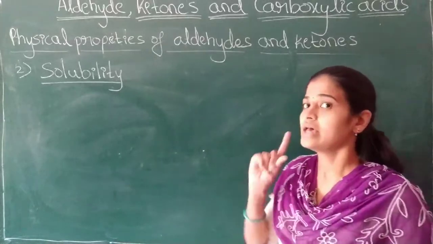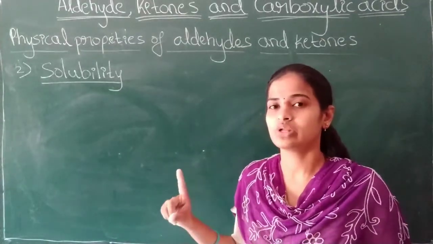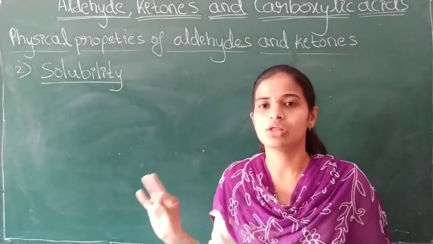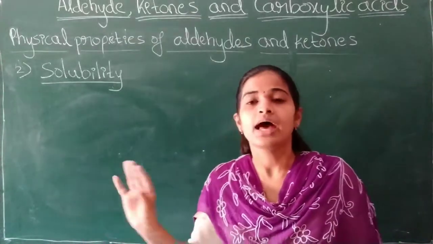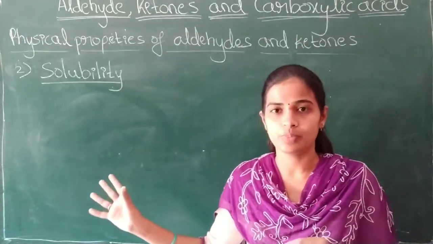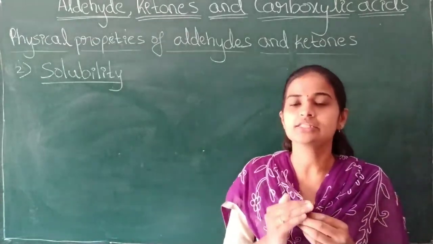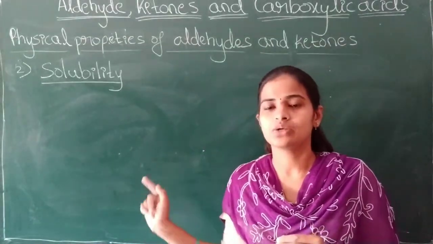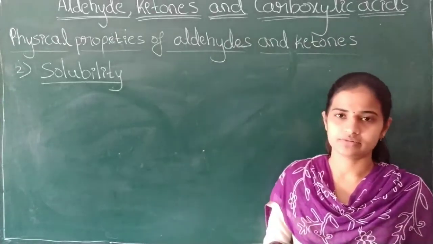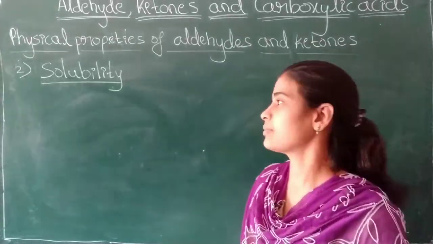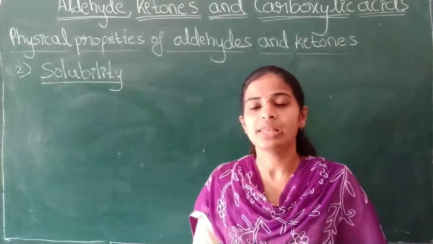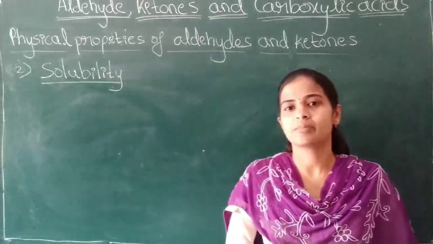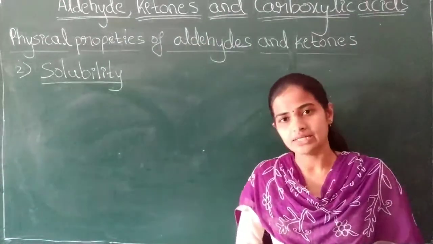Remember the points. With respect to the solubility, lower members of aldehydes and ketones are soluble in water because of the intermolecular hydrogen bonding with the water molecules. As the size of the alkyl group increases, the solubility decreases because of the increase in the hydrophobic part. Aldehydes and ketones are soluble in the organic solvents. This is about the physical properties, that is boiling point as well as solubility. Got it? Okay, in the next video we'll discuss the chemical properties of the aldehydes and ketones.